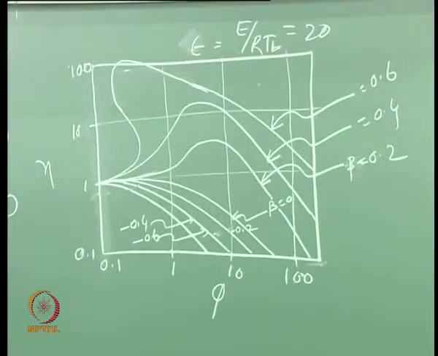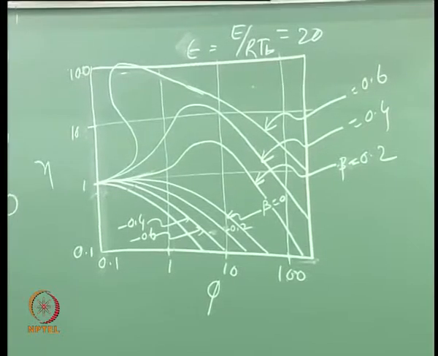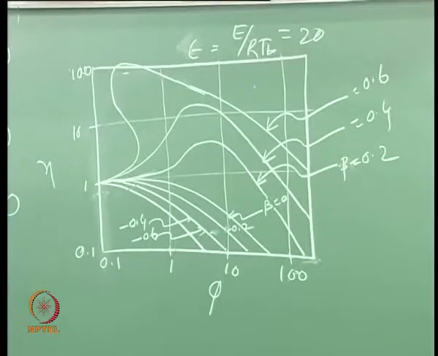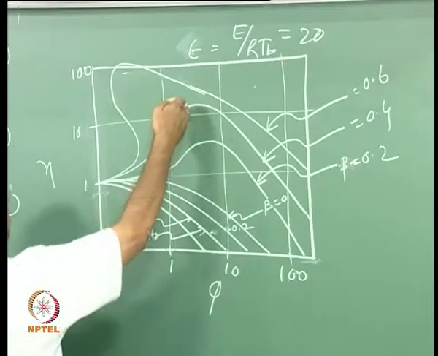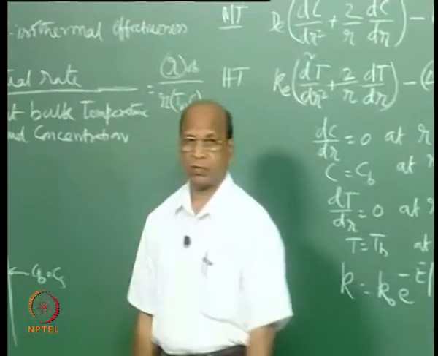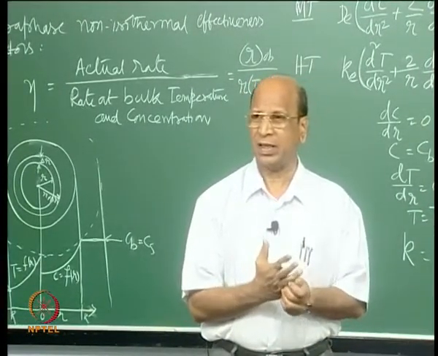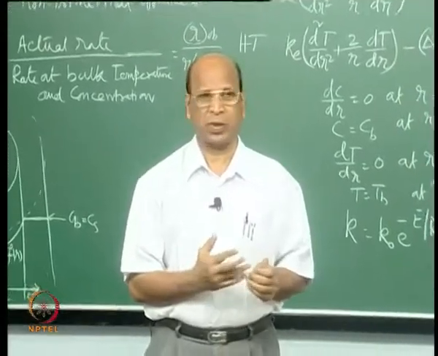Straightforward things first. For an endothermic reaction you always have less than 1, and of course beta equal to 0 is isothermal, we know already, we know how to draw that. And as the beta is increasing, then you will have even more than 1, more than 10, more than 100 effectiveness factors. So what is the meaning? That means this rate is even 100 times more than the bulk rate. Any explanation? We know it is possible, but any explanation?